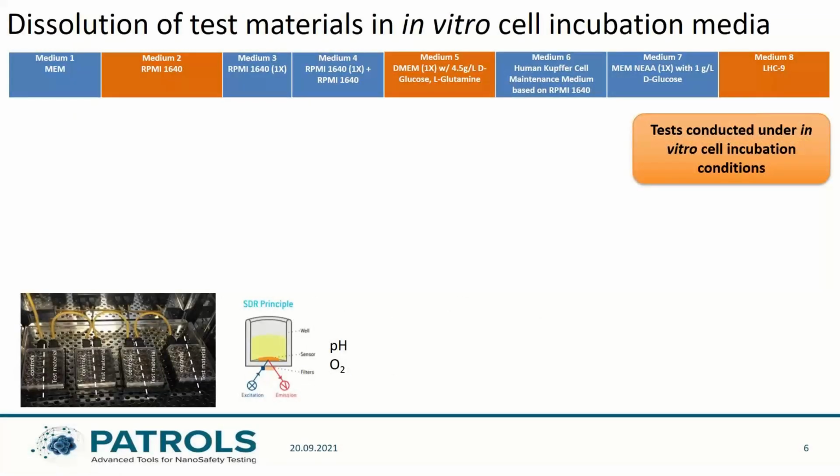Here we tested 8 different media lined up here at the top of the slide. We tested the dissolution or solubility time points, the endpoint solubility at 24 hours in the cell incubation media. And particles were incubated in these wells where we had test material on one side, and then the other side was left as a control. And in each of these wells, there's a small sensor for pH or oxygen concentration measurements, which we then can measure as a function of time. And all experiments here were conducted under in vitro cell incubation conditions, so the system was placed in an incubator, basically trying to mimic as much as possible what is going on in the in vitro assays.